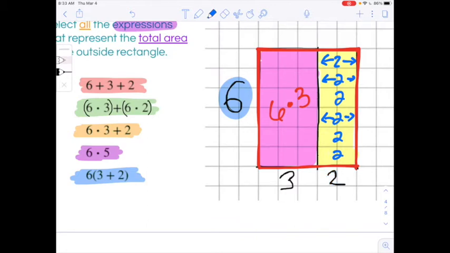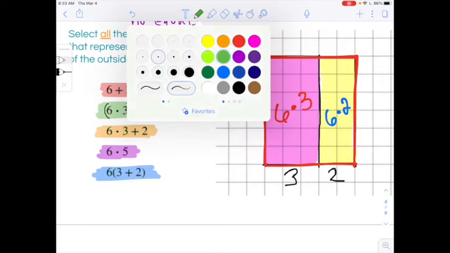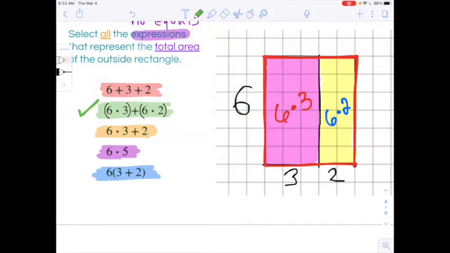Or I could say that is also repeat addition, which makes that multiplication. There were 6 2s. I saw the number 2 6 times. 6 groups of 2. So this gives us our first expression. This is the green expression over on the side. 6 times 3 and 6 times 2 are both inside that rectangle. Right? That is one way to see the inside area of that rectangle. All right, so let's see if there's another one.